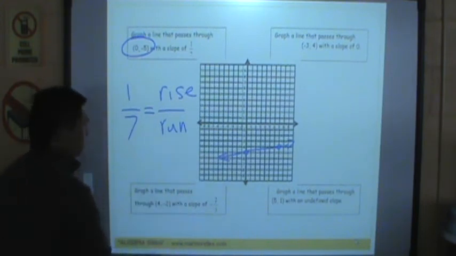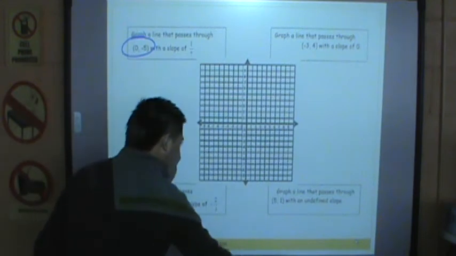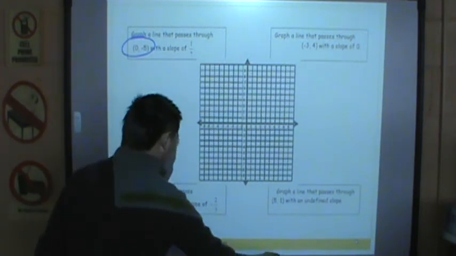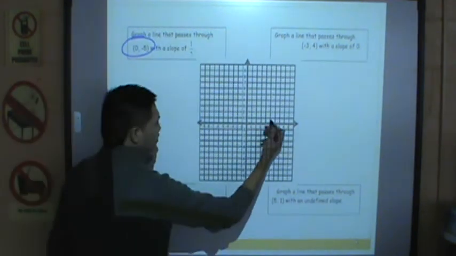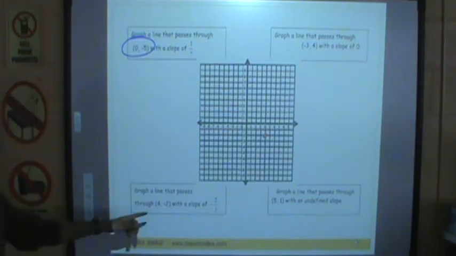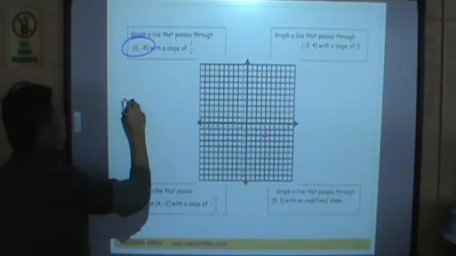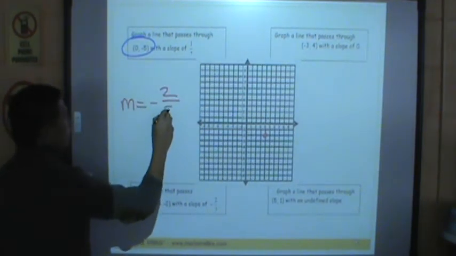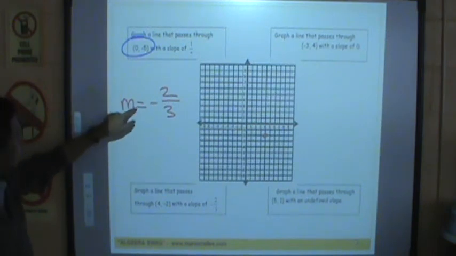Let's try the second one. How about if we have 4, negative 2? First, plot 4, negative 2. Okay. Now, let's apply the slope. The slope is negative 2. If you notice, guys, I'm using the symbol M for the slope. Okay? So m stands for the slope. So the slope here is negative 2 over 3.